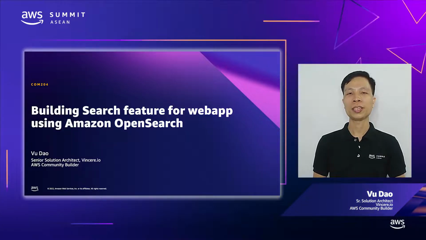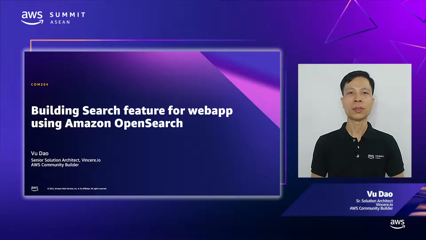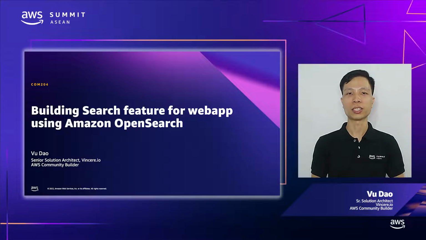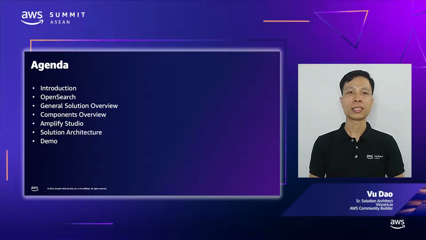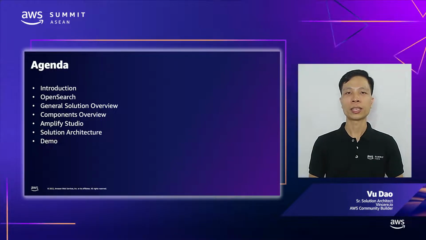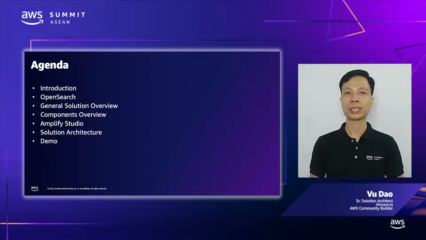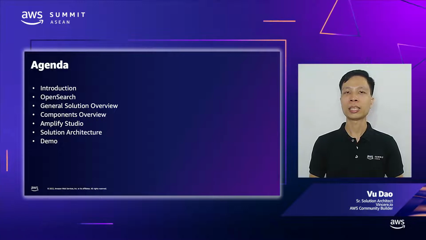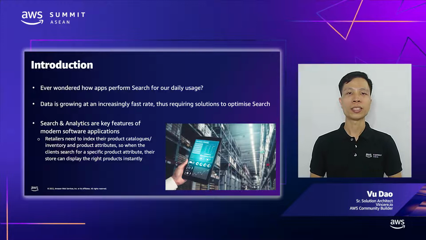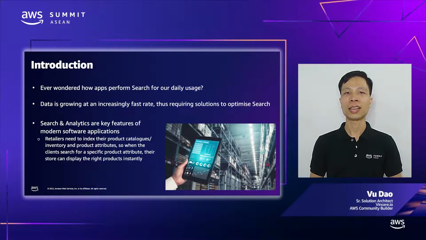I'm glad to have you here with us today to learn about building search features for web apps using Amazon OpenSearch. This is intended as an introduction to Amazon OpenSearch, creating AWS resources using CDK, and using AWS Amplify to build a web app. We use the search function in our daily lives.